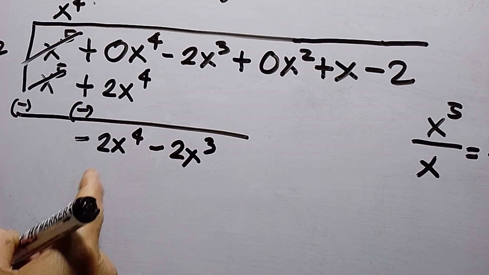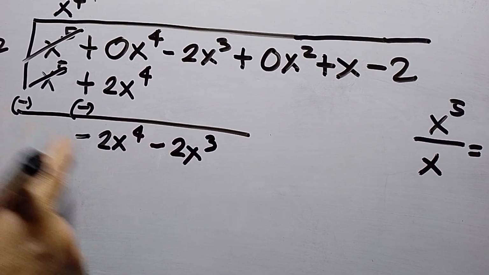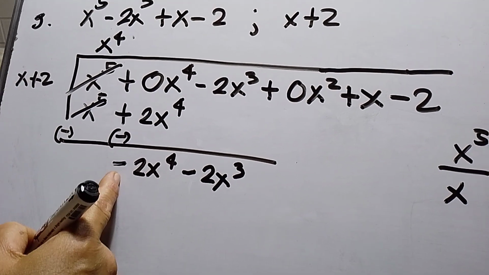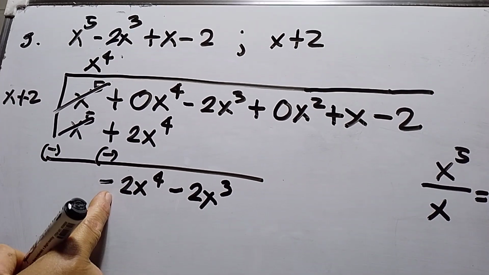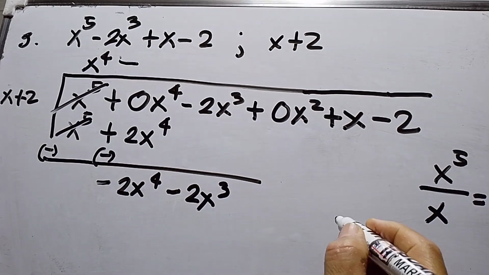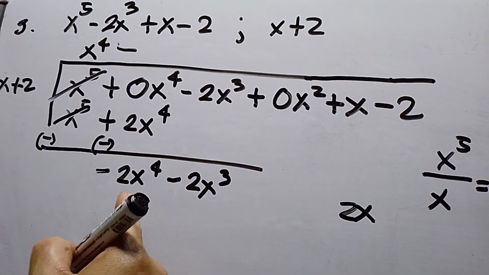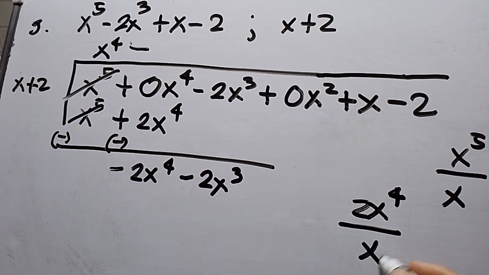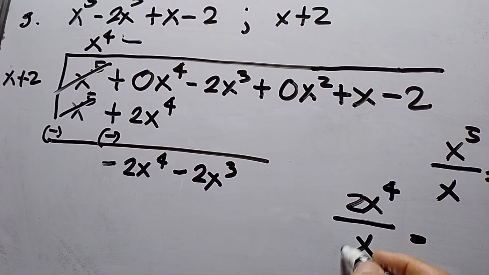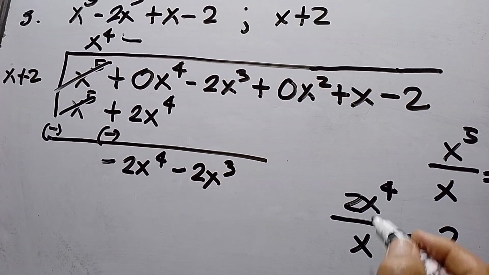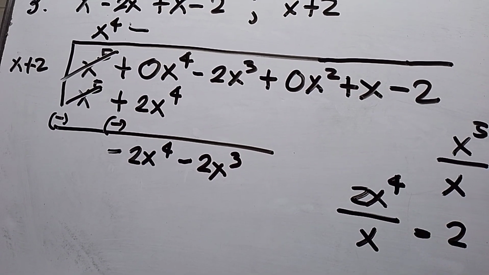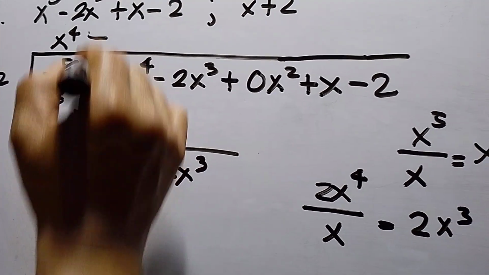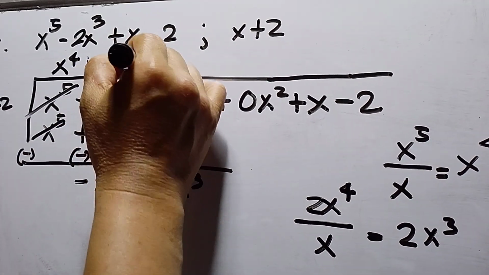Again, divide the first term of the dividend by the first term of the divisor. Since the first term of my new dividend has a negative sign, this will be minus. Then divide the first term of the new dividend by the first term of the divisor. So 2 divided by 1 is 2, and applying the index law, x to the fourth divided by x is x cubed. So this will be 2x cubed.